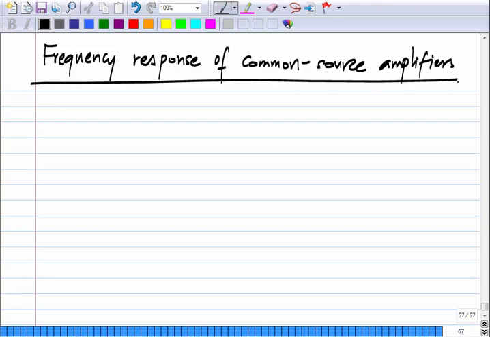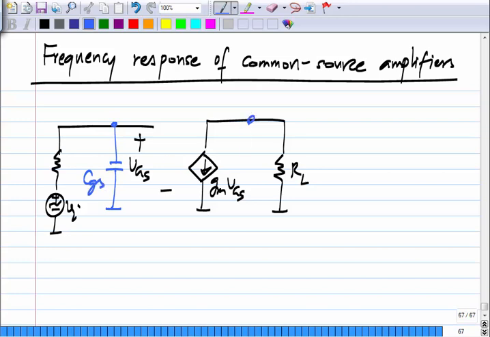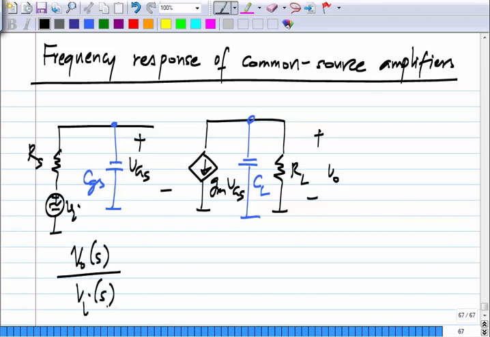Okay. So, what we first did was to include only two of them. We included only CGS and the load capacitance CL. Okay, and evaluated the transfer function V naught of S by VI of S.